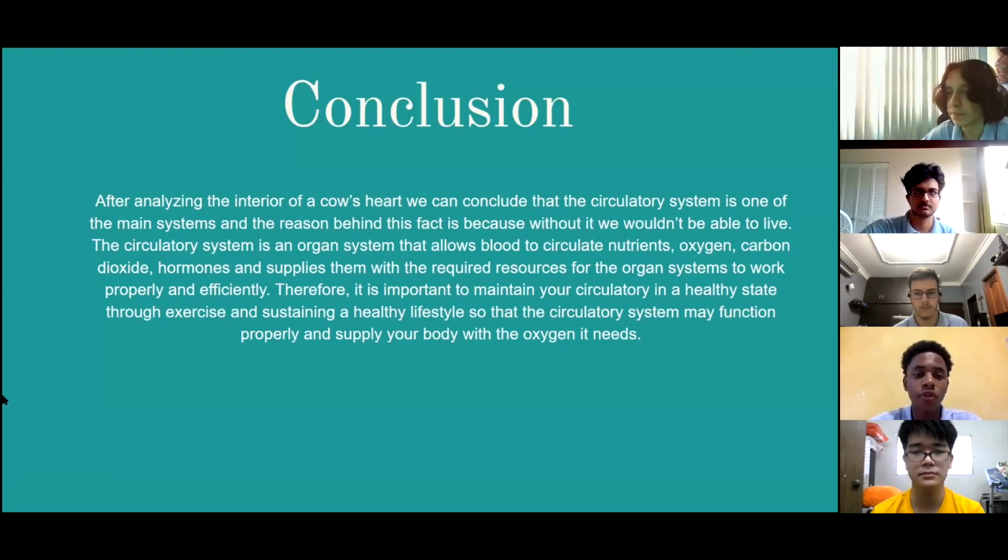Conclusion. After analyzing the interior of the cow's heart, we can conclude that the circulatory system is one of the main systems, and the reason behind this fact is because without it, we wouldn't be able to live. The circulatory system is an organ system that allows blood to circulate nutrients, oxygen, carbon dioxide, hormones, and supplies them with the required resources for the organ systems to work properly and efficiently.